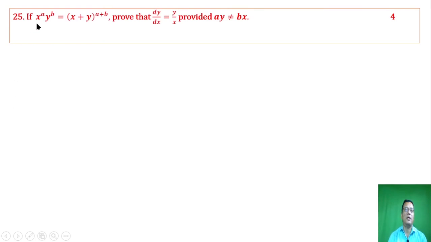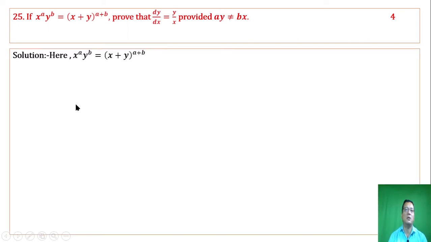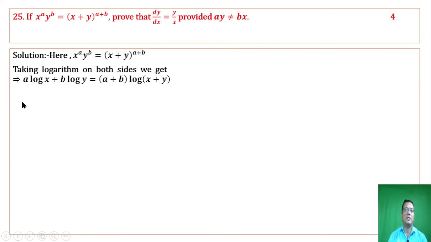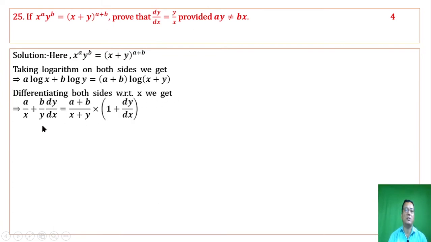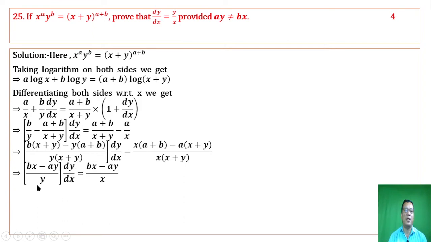If x to the power a, y to the power b equal to x plus y to the power a plus b, prove that dy by dx equal to y by x, provided ay does not equal bx. 4 marks. Taking logarithm on both sides, we get this, and differentiating both sides with respect to x, we get this, and combine the terms containing dy by dx on the left side, we have this. Solve for dy by dx, cancelling bx minus ay because they are not equal, and divide in its terms and solve, dy by dx equal to y by x, which proves the result.